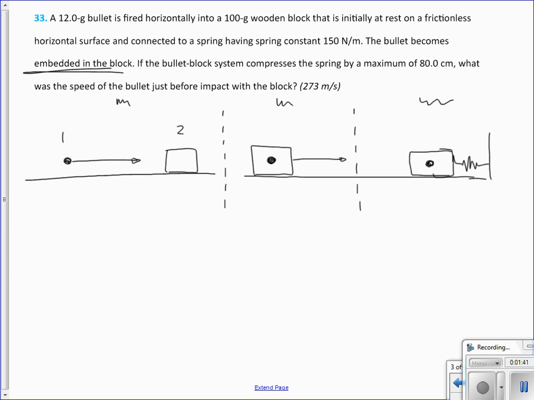All right, so what you have to do here is figure out, first of all, do I use momentum? Do I use energy? How do you know? Well, here's the big deal. If it's a two-body interaction, and that literally means one object exerting a force on another, coming into contact with another, then that's momentum.